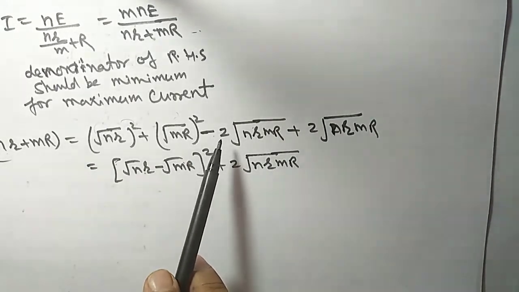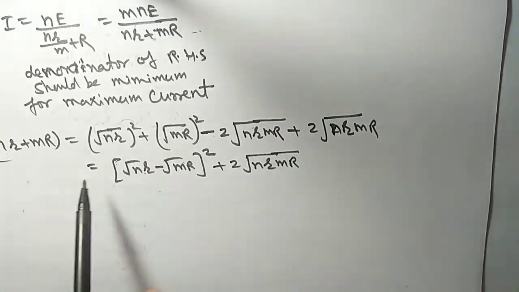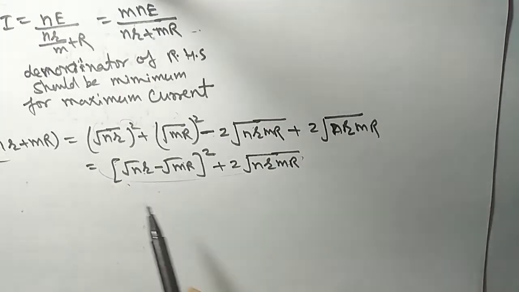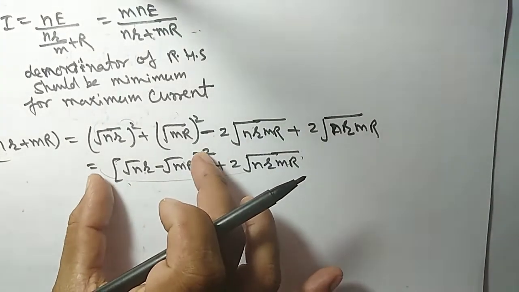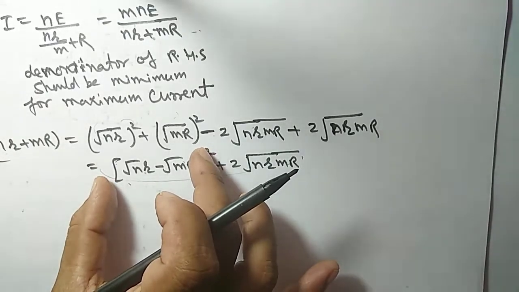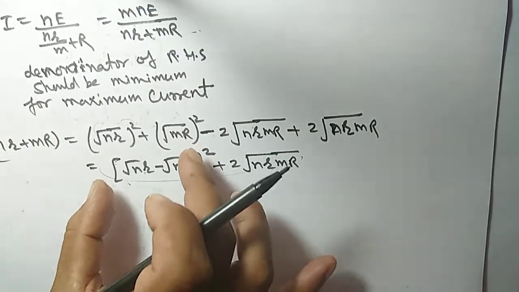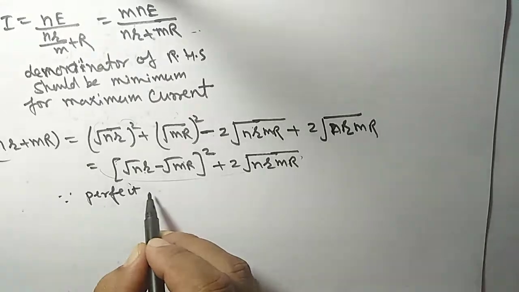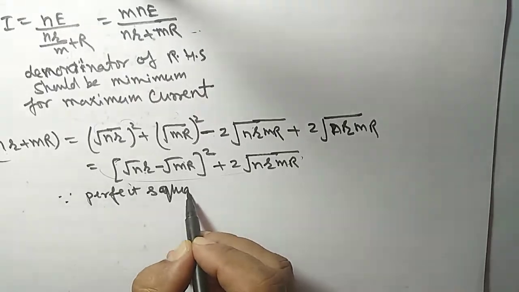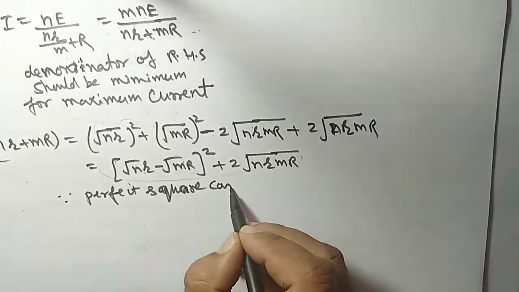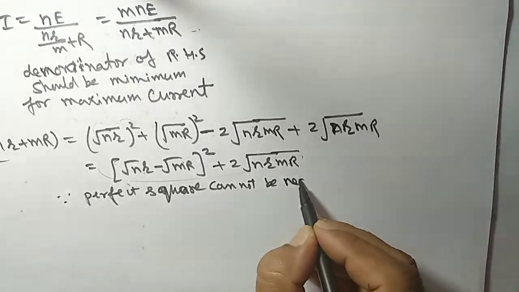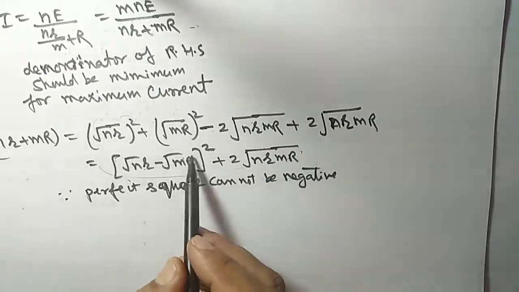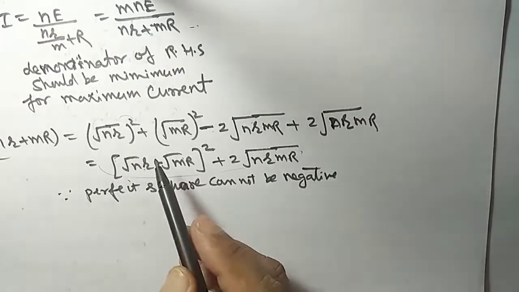Now we have to find the minimum value. For minimum, you know very well, a perfect square cannot be negative. So what is the minimum value possible? It is 0. The minimum value of this one should be 0, since a perfect square cannot be negative. So that's why for the minimum value, this value should be 0.